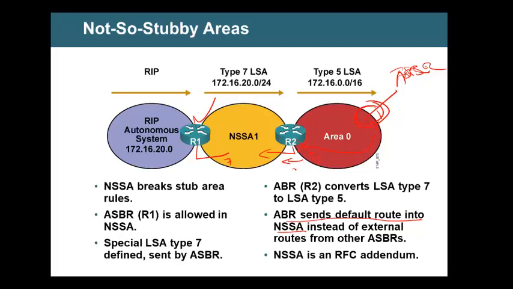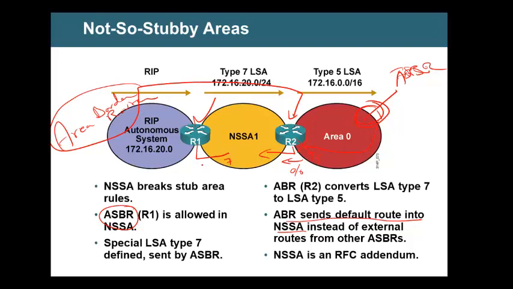Autonomous system border router. No, ABR is area border router. This is ABR. R2 is an ABR. R1 is an ASBR. Autonomous system border router. Right. So all these things we need to see in the lab.